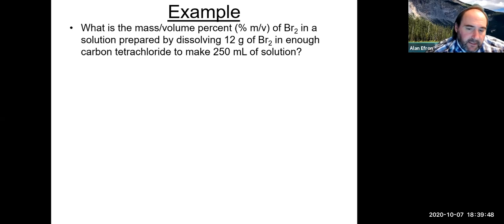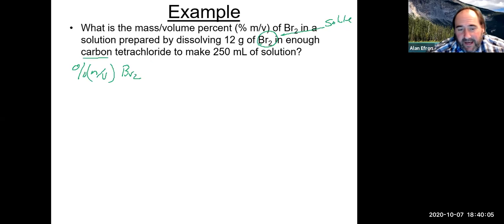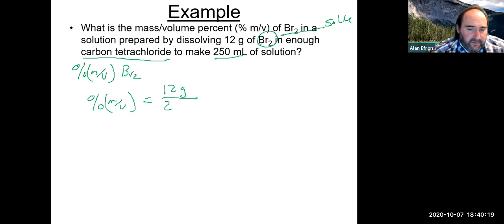Okay, so let's take a look here. So we're taking 12 grams of Br2. We're looking for the percent mass to volume here of Br2. Br2 is our solute. It is the smaller amount. Our solvent in this case is actually carbon tetrachloride at 250 milliliters. So really, we just need to plug into here. It is the mass of the solute, which is our 12 grams, divided by the volume of solution, which is our 250 milliliters, times 100%.